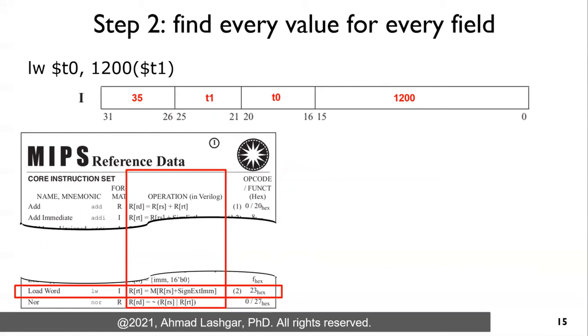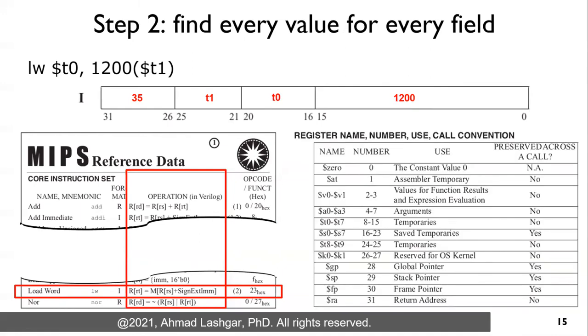Now we need to convert T0 and T1 to numbers. We look at the table on the bottom right of the reference datasheet. There is a table that lists the code for all registers in MIPS. T0 and T1 are 8 and 9. So we can conclude T0 is 8 and T1 is 9. That gets us the entire decimal for every one of the fields.